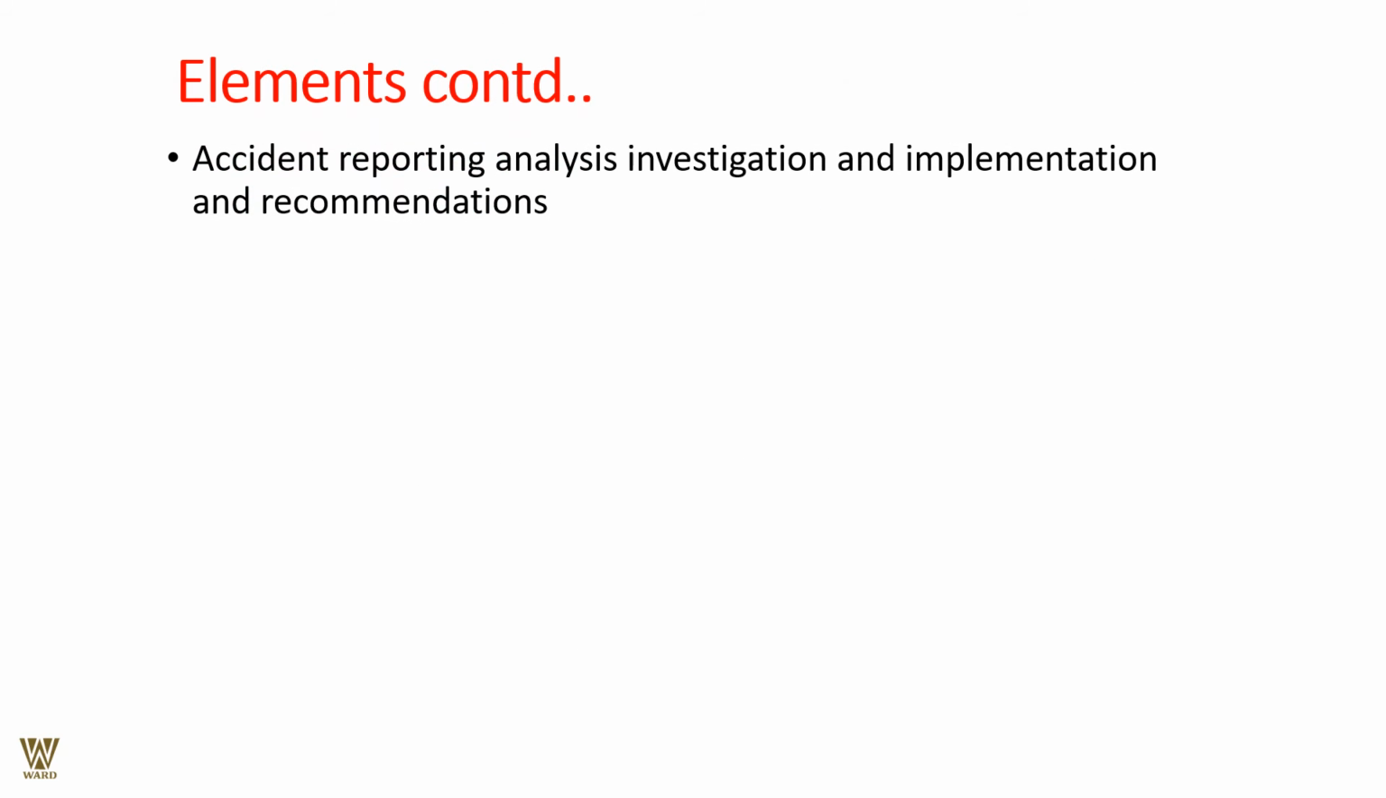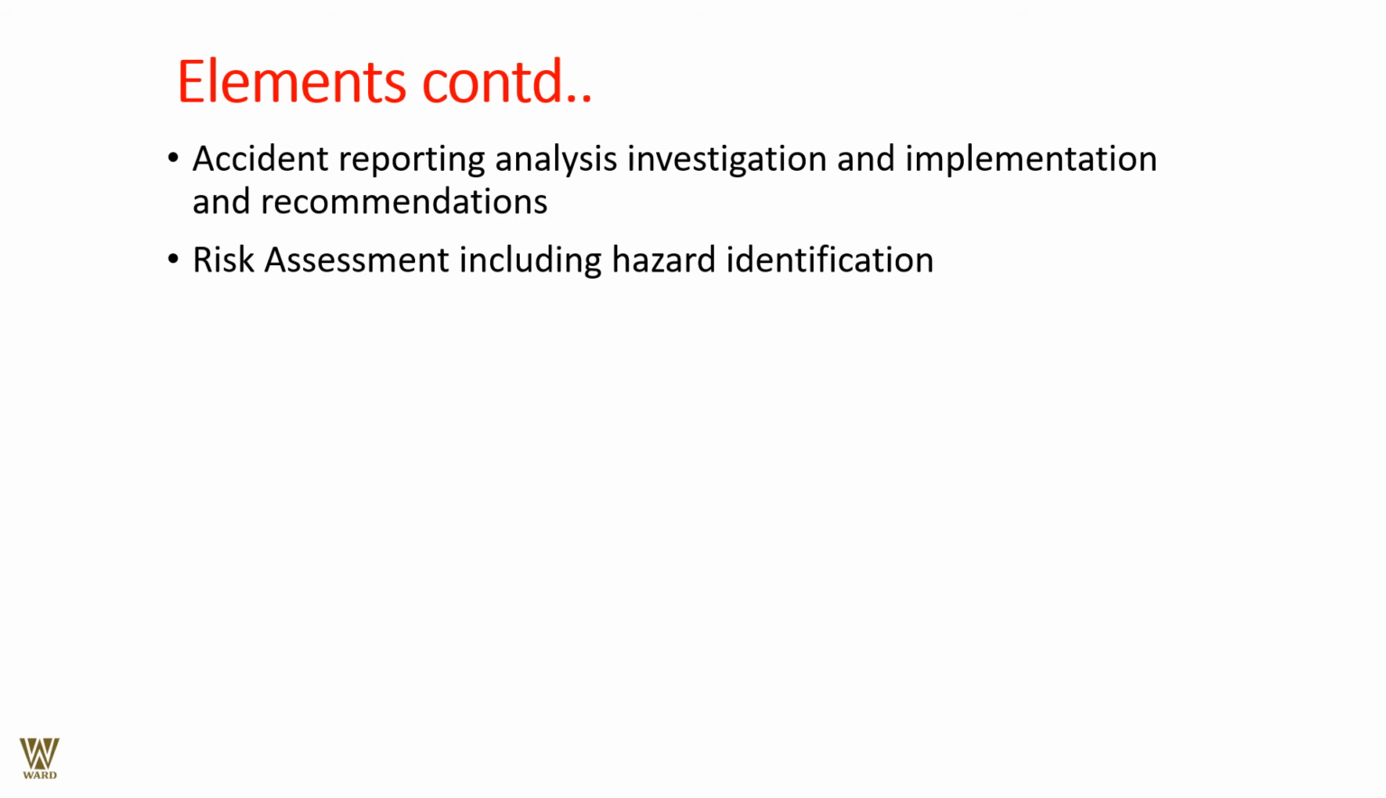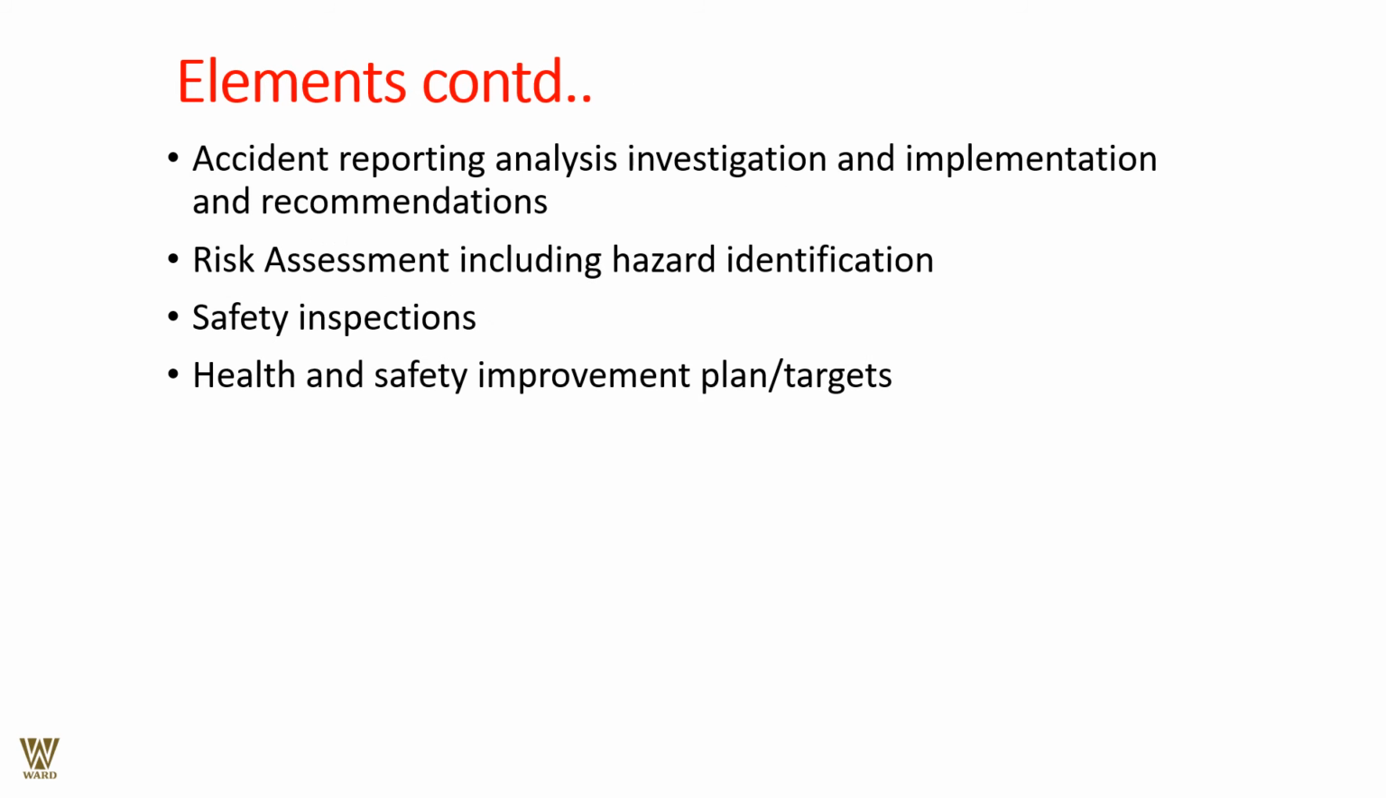Let us continue. What can be done with the accident report analysis? How do we investigate and what is the outcome of investigations? That outcome needs to be implemented. Recommendations have to be communicated to the respective authorities. Risk assessment, including the identification of hazards, should be done. We are obviously looking for the safety inspection then and there. Health and safety improvement plans and targets, if possible, let us go ahead with them.